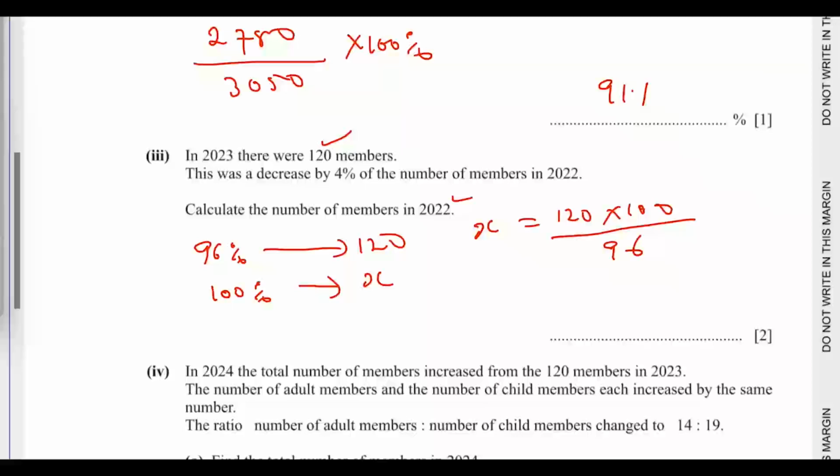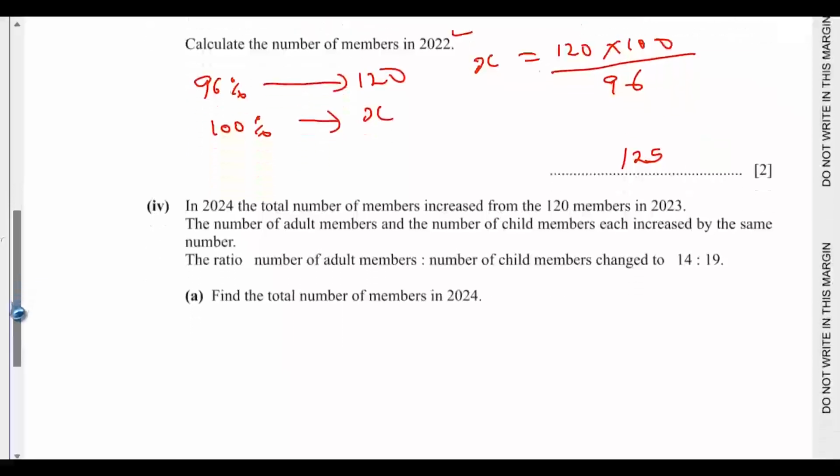So let's rub off this. We need a fraction again. This will be 120, then multiplied by 100. Then let's come down. So you have 96. So that will be equal to 125. So the number of members in 2022 was 125. Okay, so let's go to the next question. That is Roman figure 4.